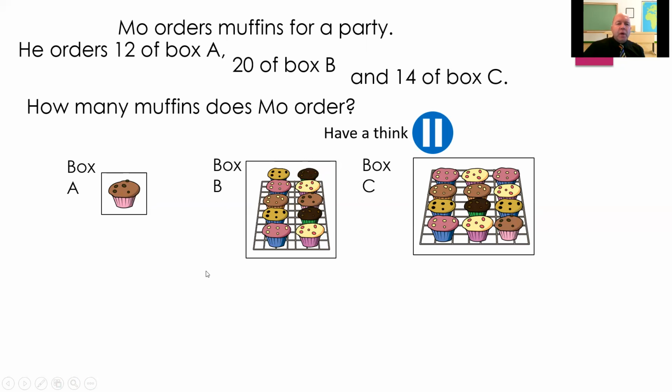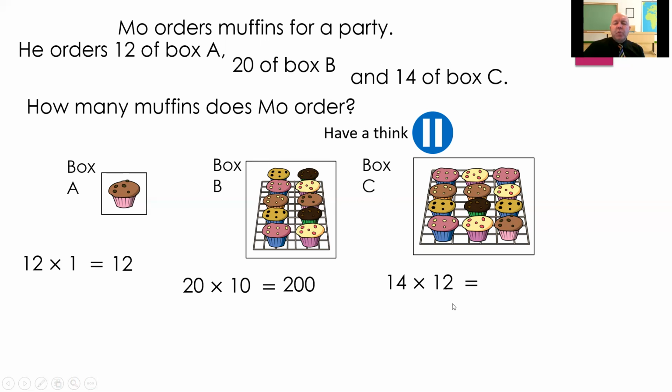Okay, well, let's start with the 12 boxes of A. Well, that's just 12 lots of 1, which is 12. That's a nice, easy start. Box B, he's got 20 of those. And there's 20 boxes of 10. So there's 200. And then the tricky one at the end, 14 of box C.